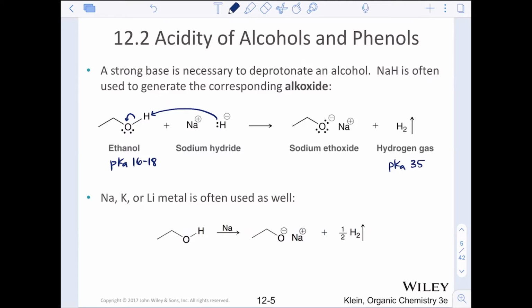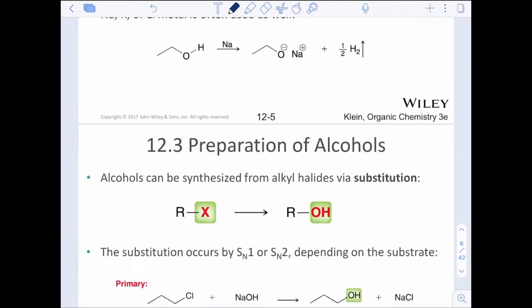For phenols, we see a lower pKa simply because the phenol itself has resonance. But again, we're not going to focus on phenols in this chapter. We're going to just focus on our alcohol functional group.